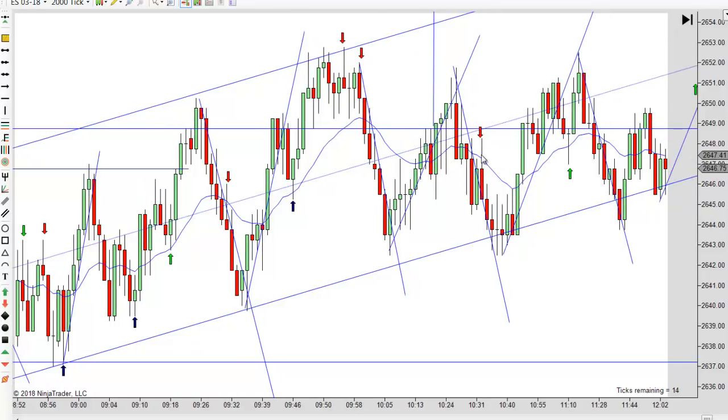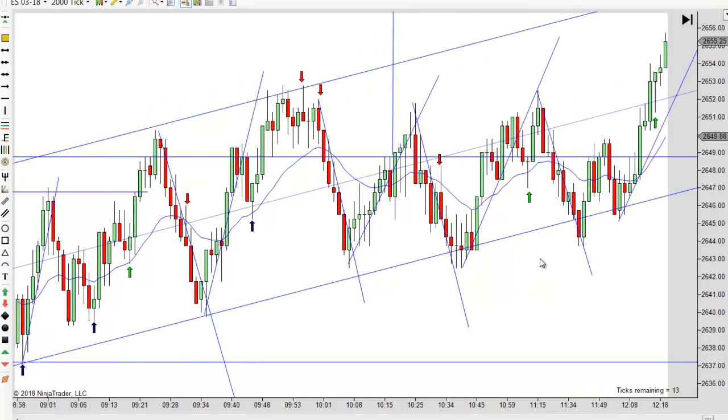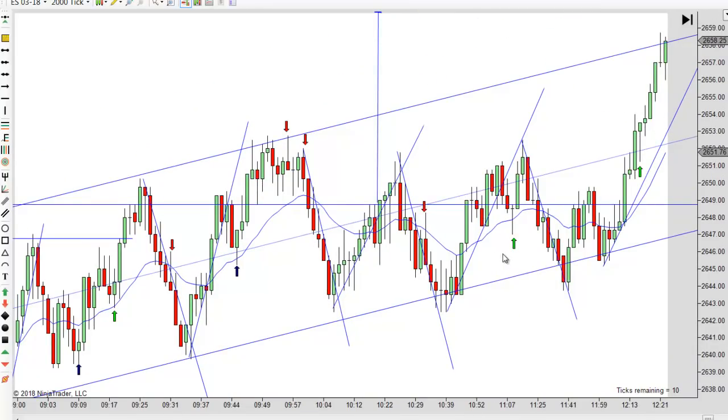But I would definitely, if you got room there, and you know it's a huge bar, but it still fits the rules, so it's failed second entry long. And we're just really going by the rules. You got to keep in mind the size of the bars and the volatility right now, but it still fits what we're looking for. It bounces off the trend line.